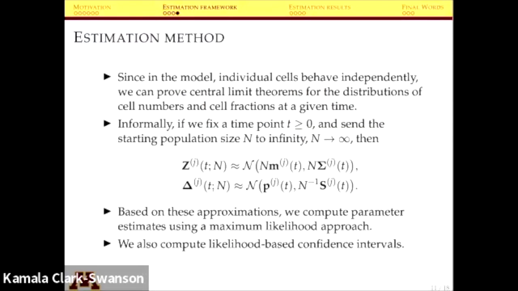Now, in this branching process model, the individual cells behave independently, and this allows us to derive central limit theorems for both cell numbers and cell fractions at a given time. So more precisely, if we fix a certain time point, we send the starting population size to infinity, we can approximate the distributions both of cell numbers and cell fractions by normal distributions.